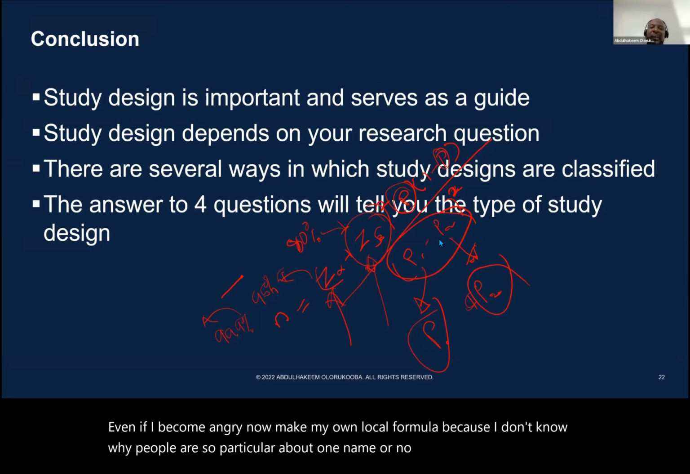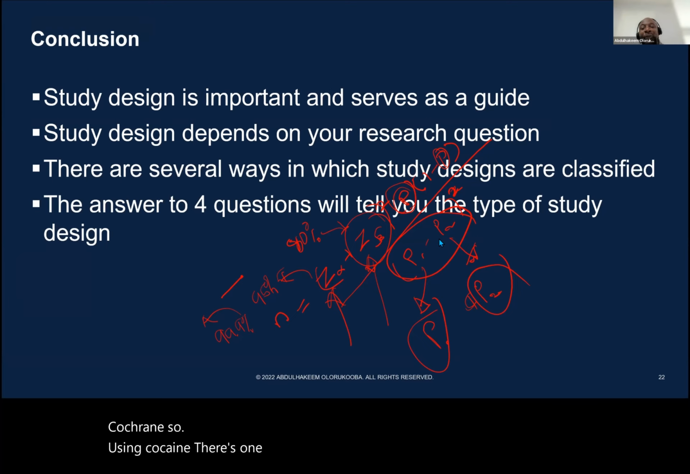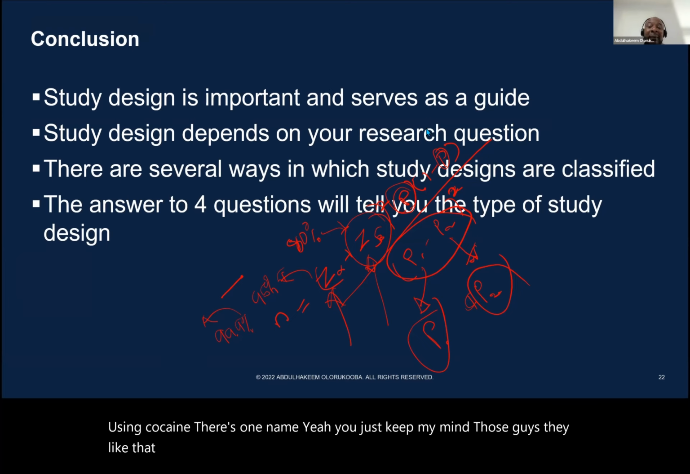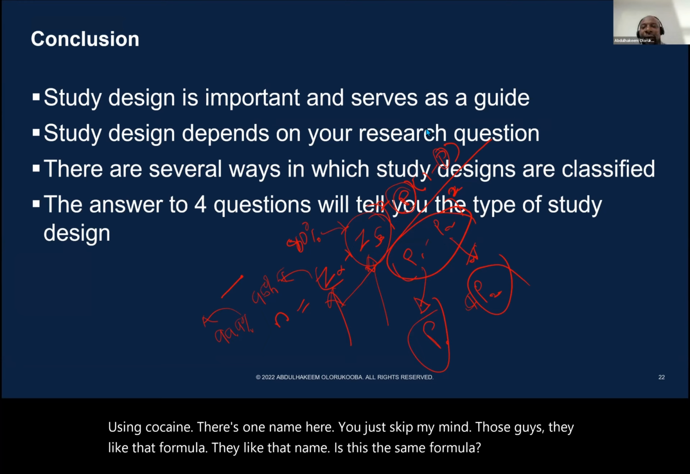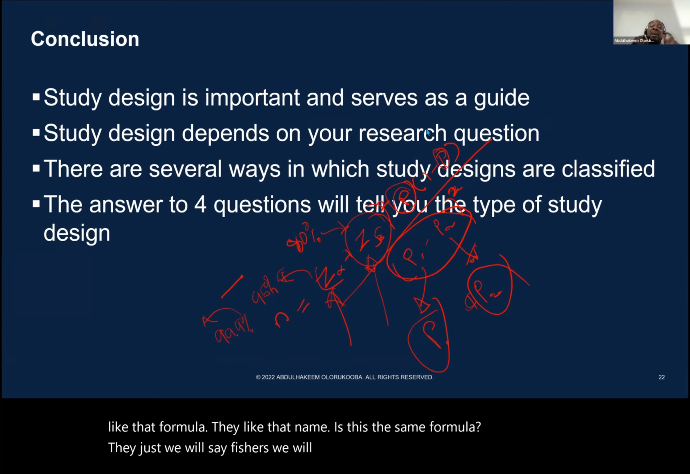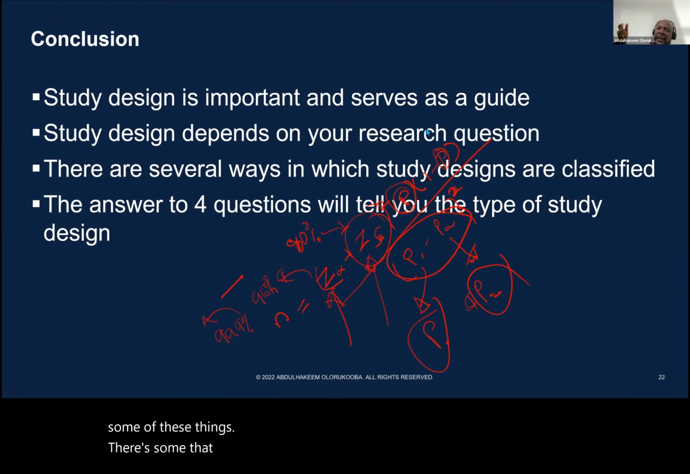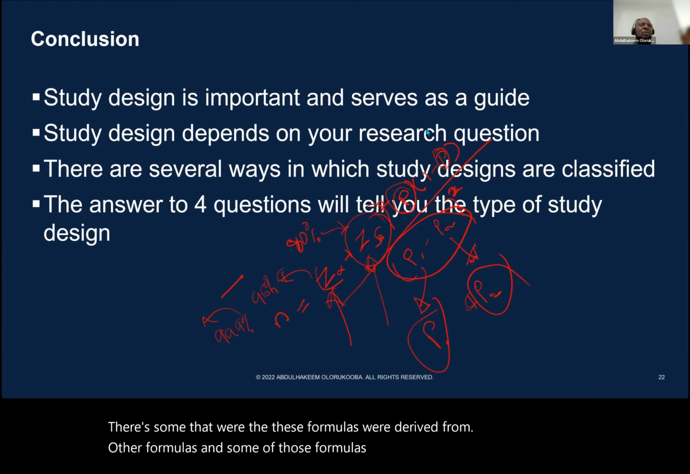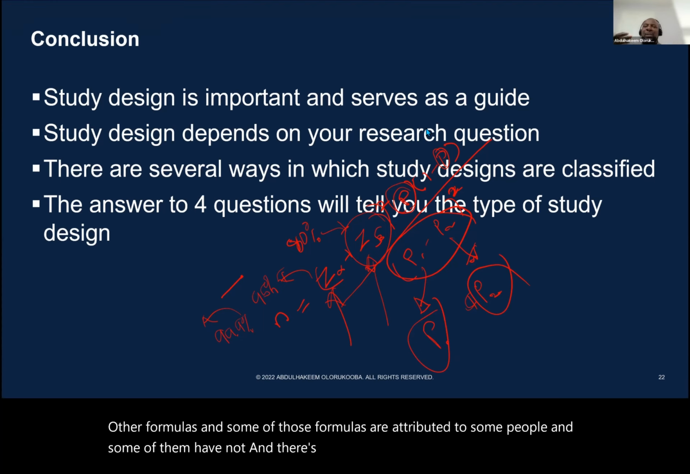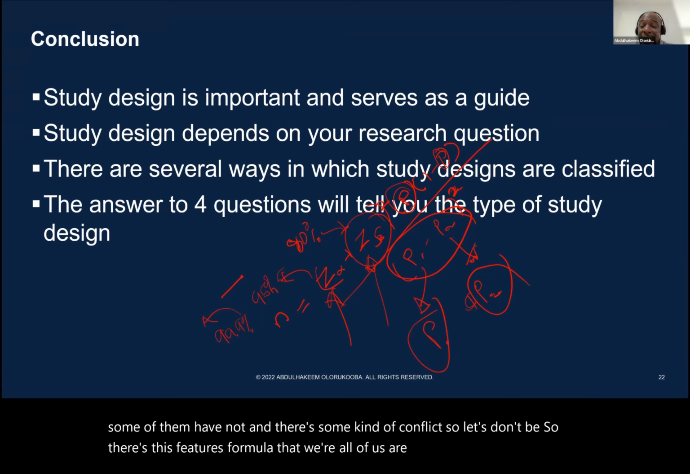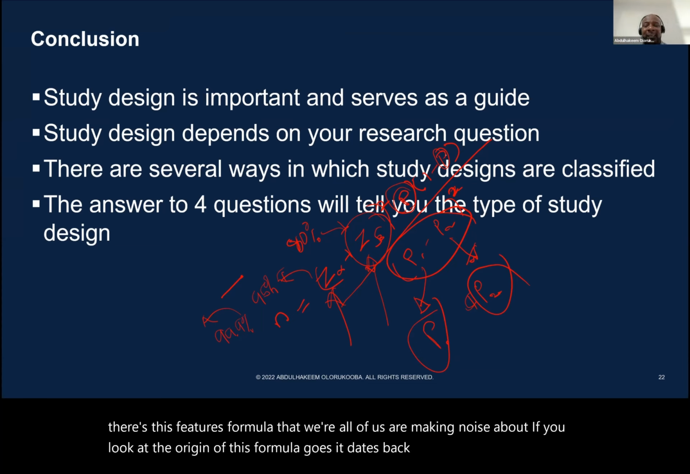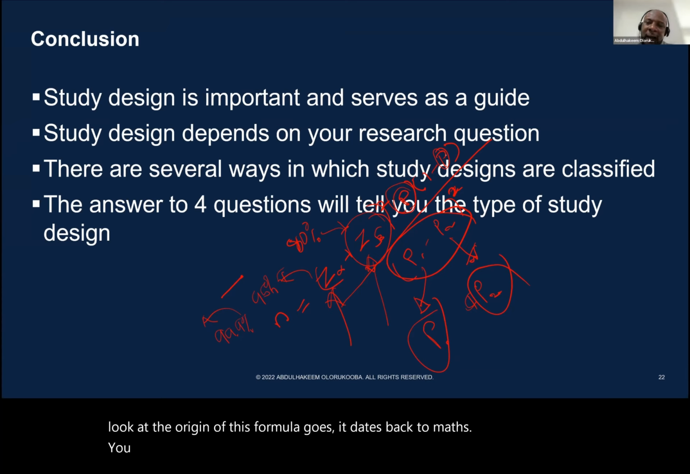Hey, Cochrane. So Jafar is saying Cochrane. There's one name, it just skipped my mind. Those surgery guys, they like that formula. They like that name. Is it the same formula? People say Fisher's, because if you look at the history of some of these things, some of these formulas were derived from other formulas. Some of those formulas are attributed to some people, and some of them have not, and there's some kind of conflict. So let's not be so particular about Fisher's formula that all of us are making noise about. If you look at the origin of this formula, it dates back to maths, physics. So don't worry yourself about the name, Jafar. Please don't worry yourself about the name.